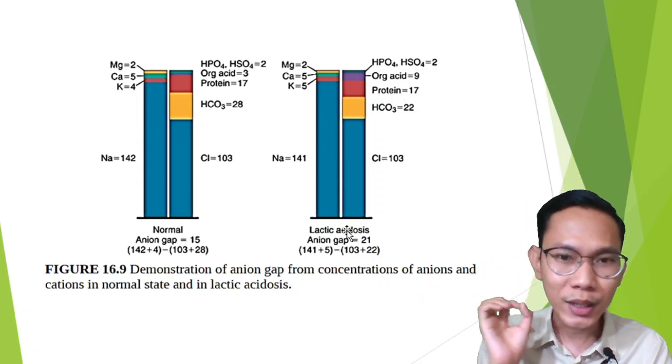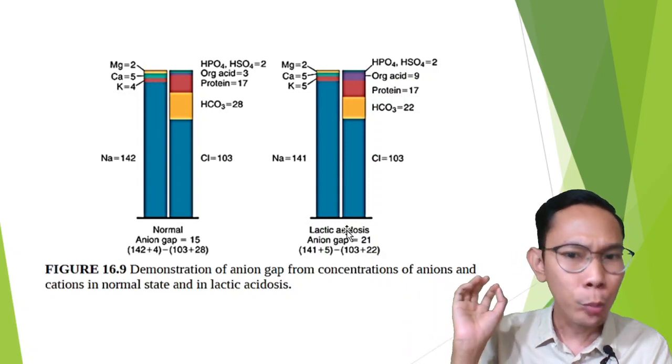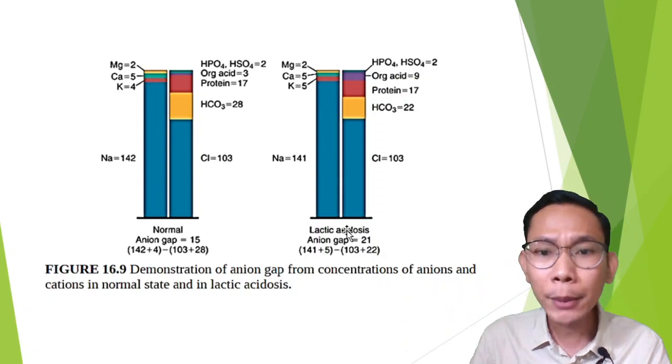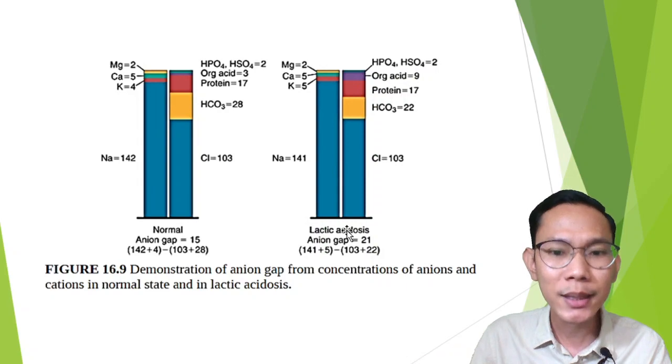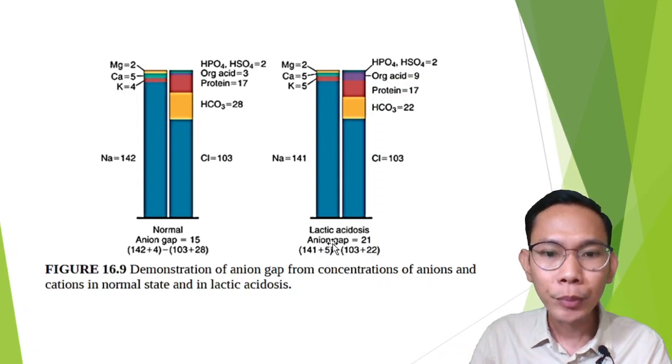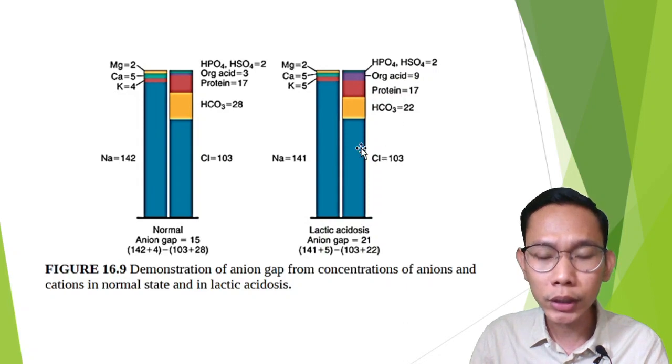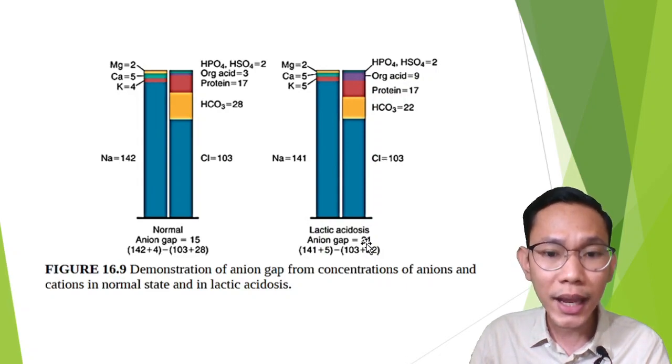It's either sodium goes up, calcium goes up, chloride is low, bicarbonate goes up, etc. So it depends. That's why we saw here that the sodium becomes 141, your potassium becomes 5, your chloride becomes 103 and your bicarbonate becomes 22. If you calculate this one, you get an anion gap of 21. So in short, this is high. In short, this is a high anion gap lactic acidosis.